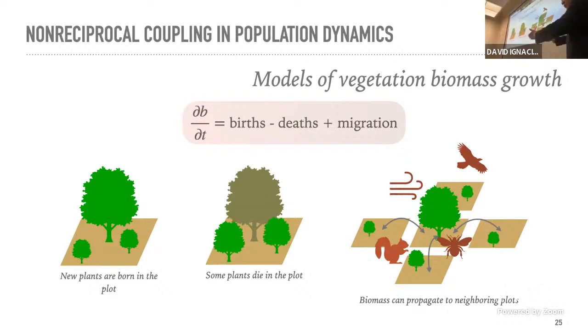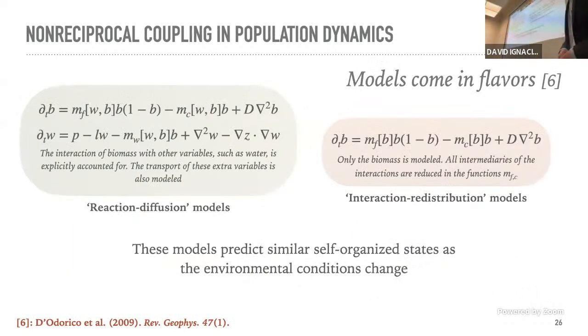We start with the most basic equation for population dynamics. That is, how the population will change. It changes according to the births, the deaths, and also the migration that happens. In the case of plants, obviously they don't move because they are fixed in the land, but other external agents can propagate the biomass via seeds or other mechanisms. Okay. So what is important to me is that you can have several mathematical models of this.